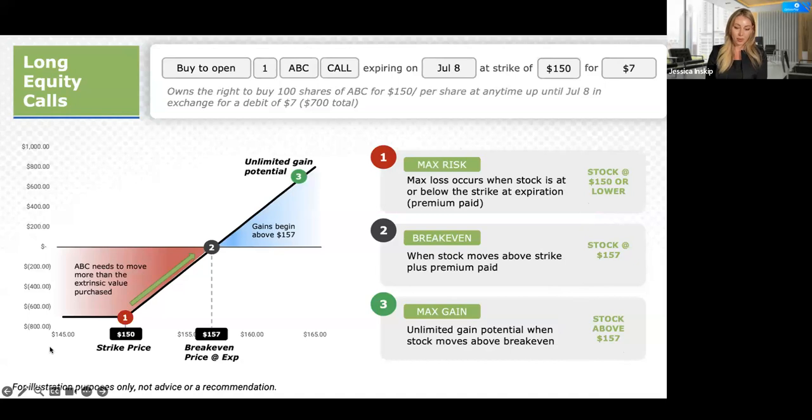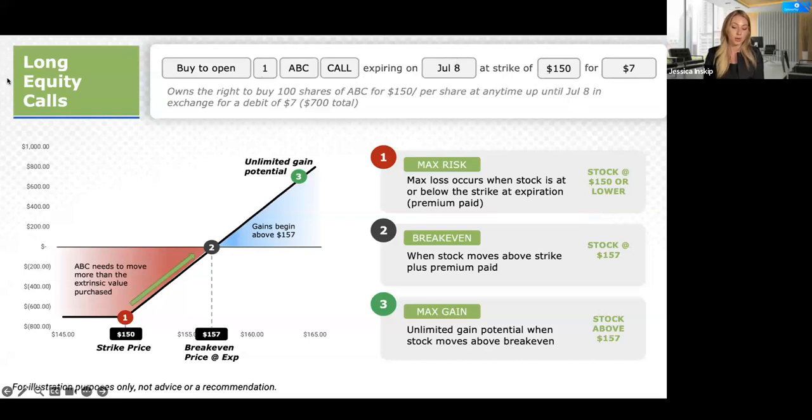All right. So long equity calls. I've described this example quite a bit, so I'll breeze through this one, but repetition is so important, especially if this is the first time you're learning about options. So this is the way it would look like in a trade ticket. We'd buy to open one ABC call expiring on your chosen expiration date at a strike price of $150 in this example for a premium of $7. That means if I were to put in this trade, I would own the right to buy 100 shares of ABC at $150 per share.